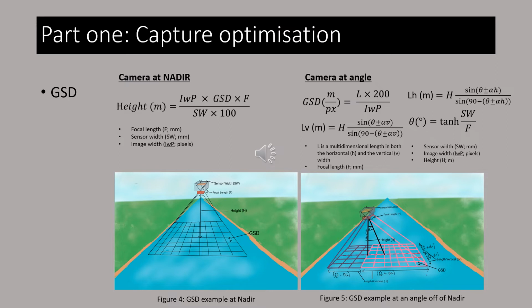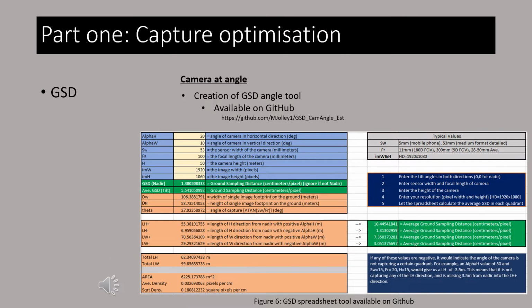Now, the one on the right splits the image into 4 quadrants and it will give you an average GSD over each quadrant. These have been put together onto a spreadsheet and I'll show you that now. So this is the tool which is available on GitHub, and you just put in some of your basic camera parameters, such as your focal length, your sensor width, some of the angles that you're trying to introduce, your resolution as well, and it will just tell you on average over each quadrant what the GSD is. You can find this online. There's a link on the slide.